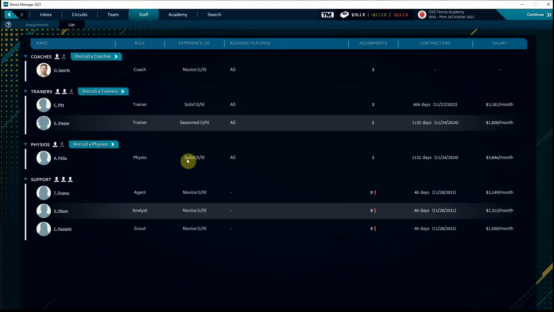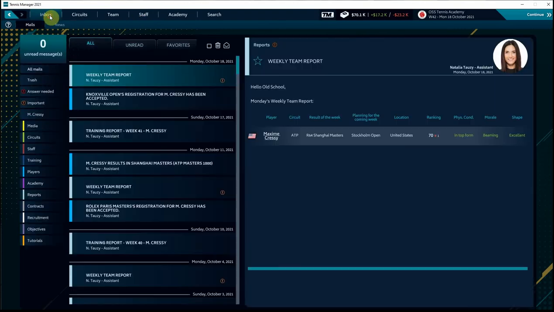We're going to be looking to let our first level agent, analyst, and scout all go when their contracts run out, and then probably add another strong trainer and another physio to hopefully help support a second player that we'd like to bring on in the off season also. So that is the goal as far as bringing on people in the coming months. But we still have tournament action ahead of us.